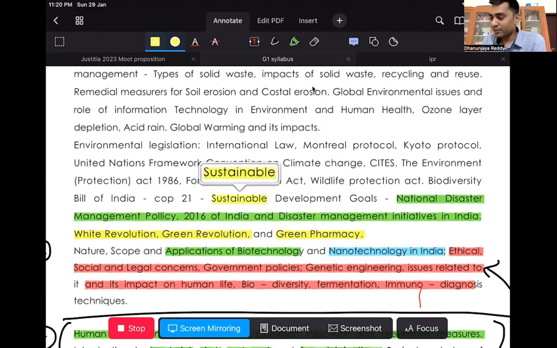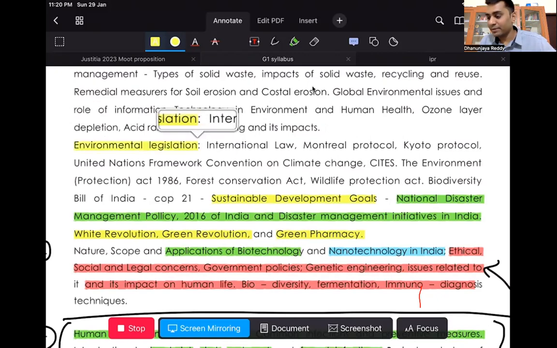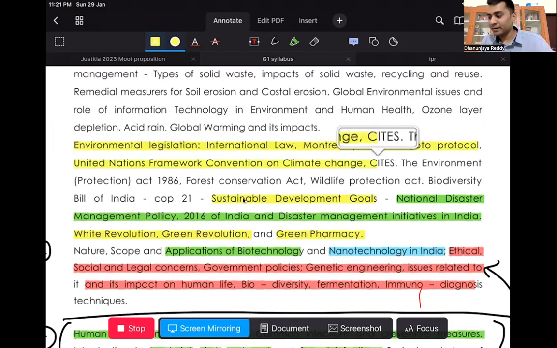Next, sustainable development goals, again you'll get it directly. COP21. Again, this is all UPSC related, guys. You have plenty of content in Google directly from UPSC sites. So type the topic and search Google. From where you have to see, from here, environmental legislations, international laws, Montreal Protocol, Kyoto Protocol, United Nations Framework Convention on Climate Change, Environmental Protection Act, Forest Act, Wildlife Protection Act, Biodiversity Act.